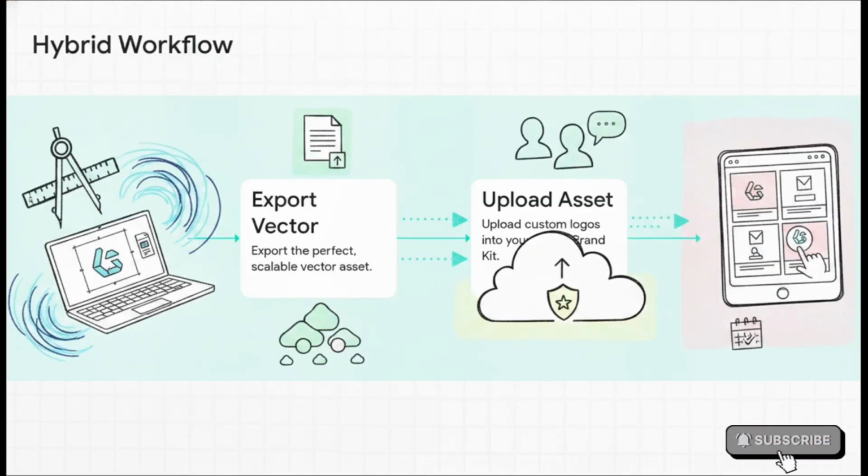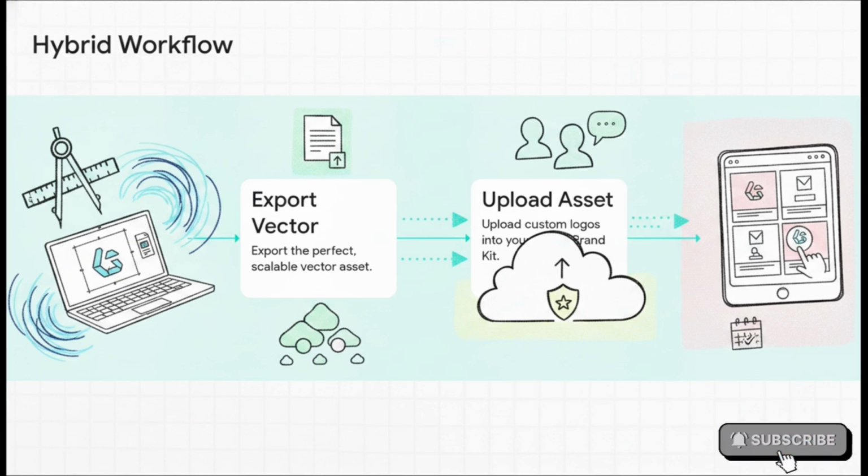Let me walk you through a quick step-by-step tutorial on exactly how you, as a new creator, can use these two tools together in the real world. Step 1. Open up Adobe Illustrator when you need to build your core identity. This is where you draw your completely unique, custom logo or brand icon from scratch. Step 2. Export that perfect, scalable vector asset right out of Illustrator.